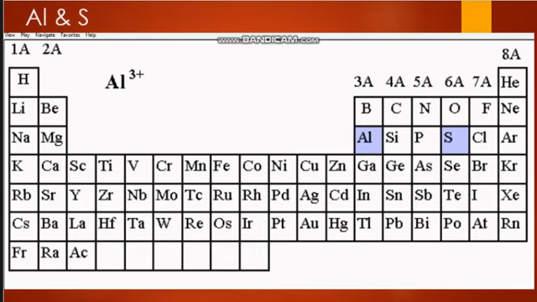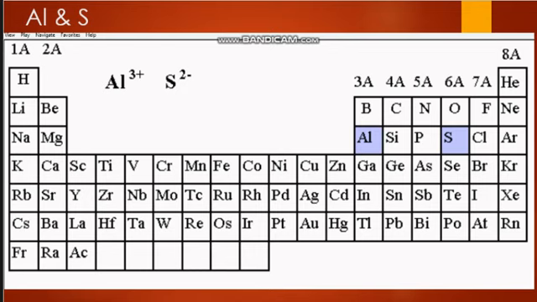What about sulfur? Well, sulfur's in group 6A. It's a nonmetal. It wants to gain electrons. The nonmetals in group 6A gain 2 electrons to get to the ideal electron configuration, so they take on a charge of 2-. So we've got Al3+ and S2-. Those are the charges that these elements will take in this ionic compound.